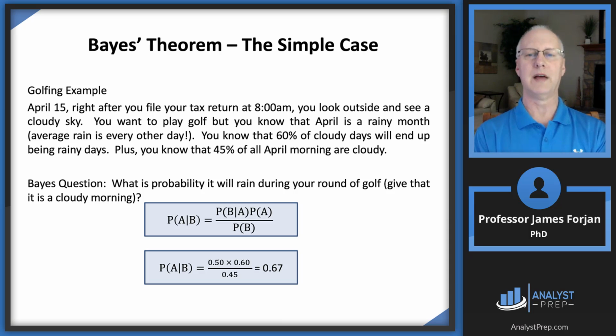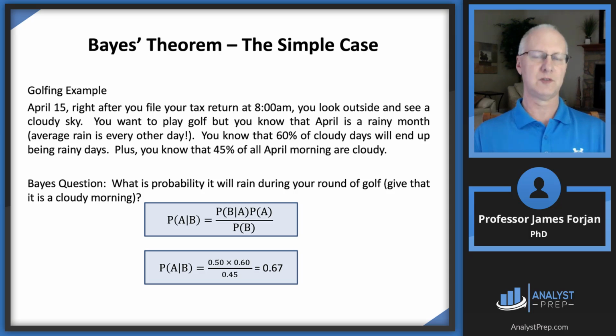So we're going to multiply that 50% by the 60% chance that cloudy days will end up being rainy days. And then we're going to divide by the 45%, because, I'm sorry, 45% of all April mornings are cloudy. And so that gives us a probability that it's going to rain during our round of golf today, April 15th, of 67%.